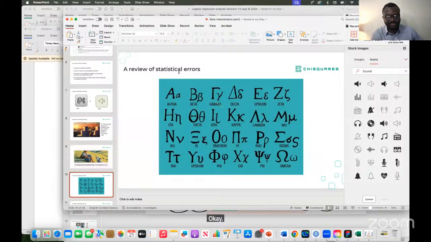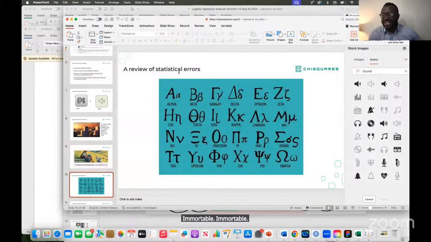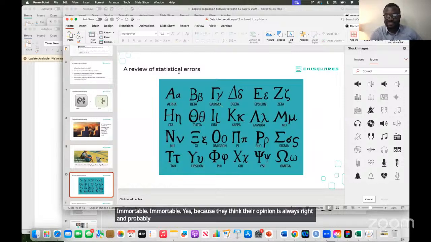Alpha means domineering, sort of. Okay. Domineering. So, do you think a person who's alpha will find themselves in more trouble or in less trouble? In more trouble. Why do you think they will find themselves in more trouble? Yes, because they think their opinion is always right, and that's why they always want to dominate. Exactly.